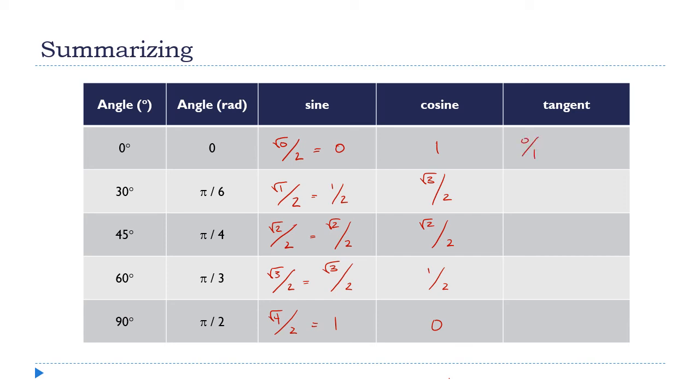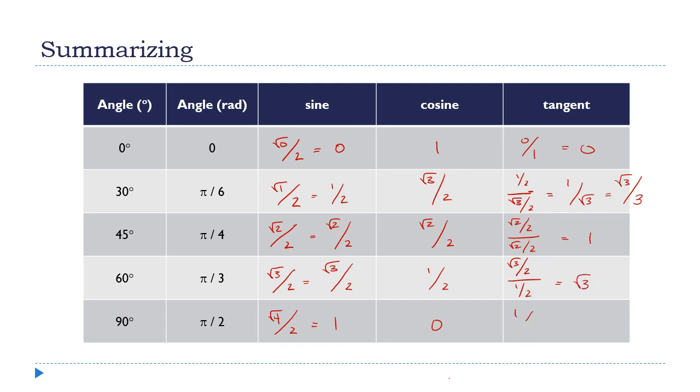0 divided by 1 is 0. 1/2, I got to make that a little smaller. I got carried away because I got to put 2 fractions here, right? 1/2 divided by the square root of 3 over 2 is 1 over the square root of 3. And if you rationalize that, it's the square root of 3 over 3. All right, then the tangent is the square root of 2 over 2 divided by the square root of 2 over 2, which is 1. Then let's see, square root of 3 over 2 divided by 1/2, which is the square root of 3.